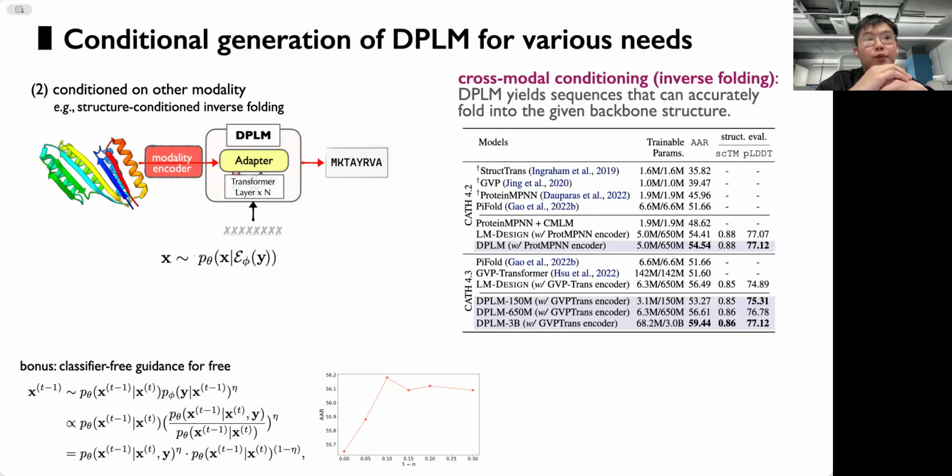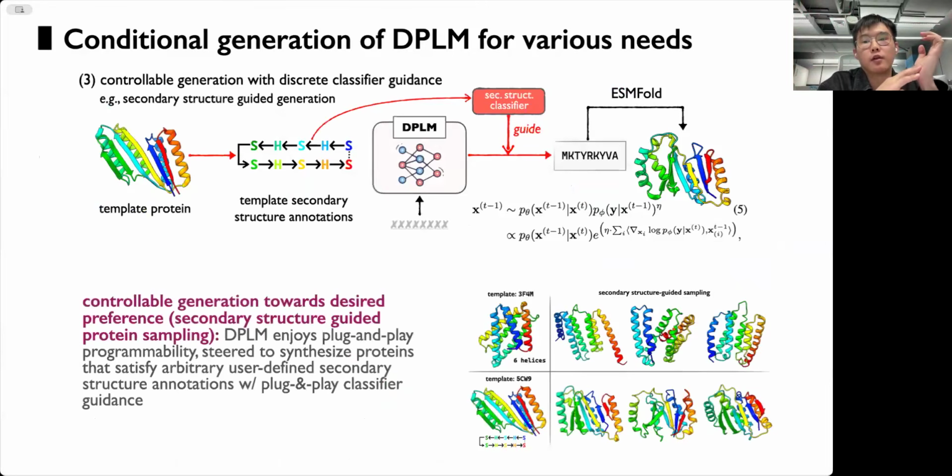So you can readily use a strategy like classifier-free guidance for free, and balance the conditioning strengths to make the model consider more from the conditional signal. And finally, we developed a classifier guidance strategy for inference-time conditioning.